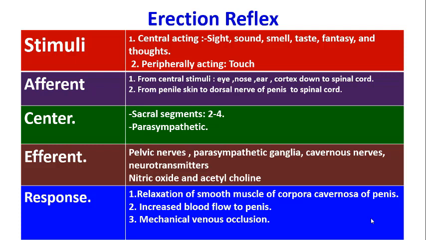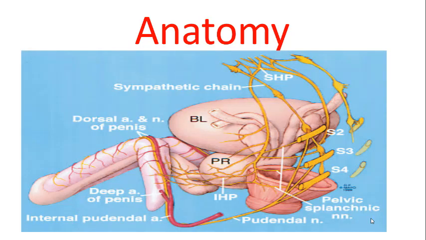Acetylcholine plays a role. The response in the reflex erection is characterized by relaxation of the smooth muscle fibers of the corpora cavernosa of the penis under the effect of the nitric oxide and acetylcholine, leading to increased blood flow to the penis, leading to erection, associated with mechanical venous occlusion to decrease the blood coming out from the penis.